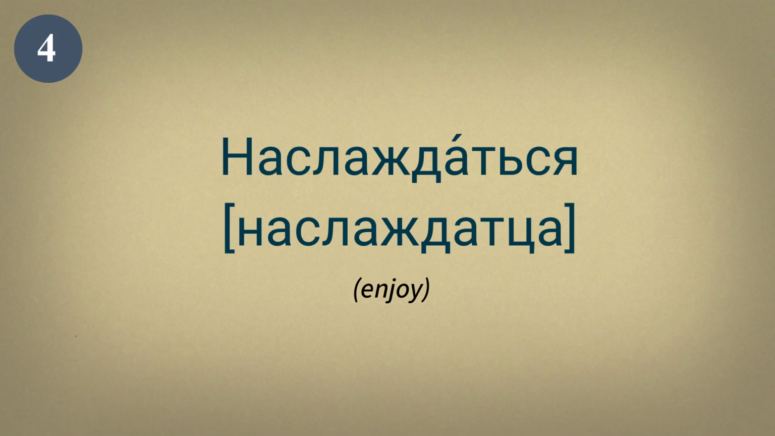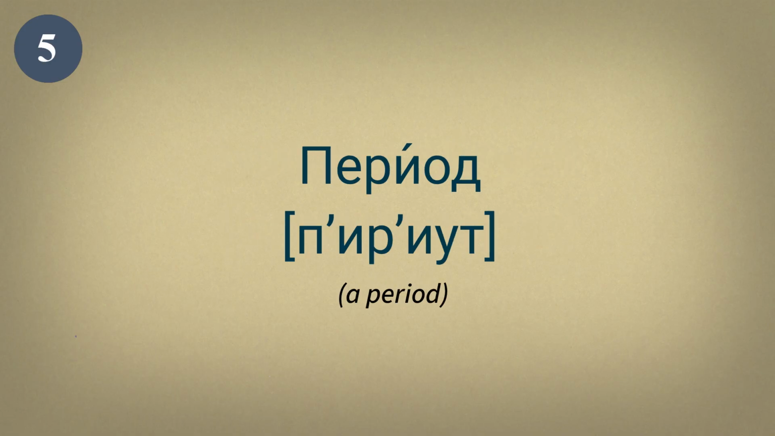Наслаждаться. Наслаждаться. In this word, the letter T has to become soft. But in verbs that end in soft sign ся, we don't soften it, and ся is pronounced as ца. Наслаждаться. Период. Период. In this word, Е is pronounced as E, and O is pronounced closer to U than to A. The voiced letter D becomes voiceless, as it is at the end of the word. Период. Next. Интересно.